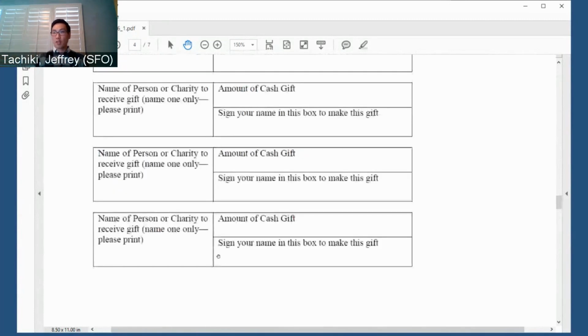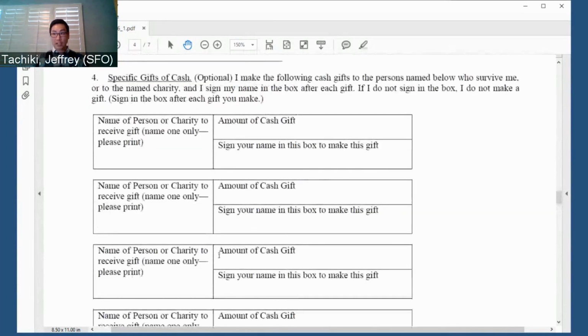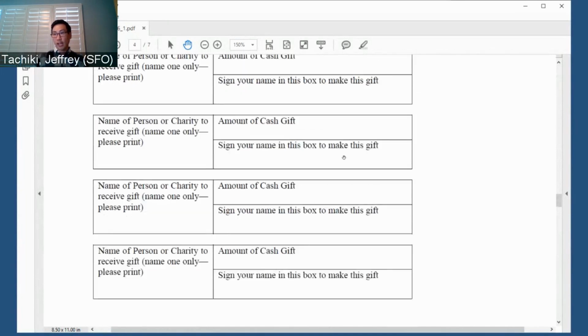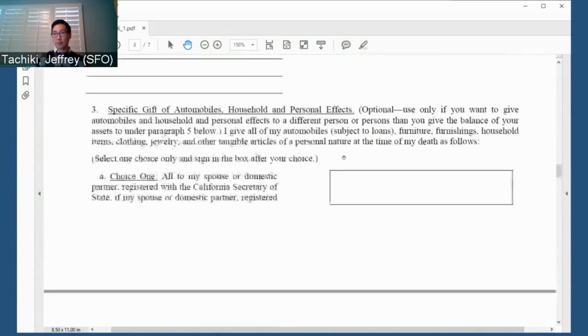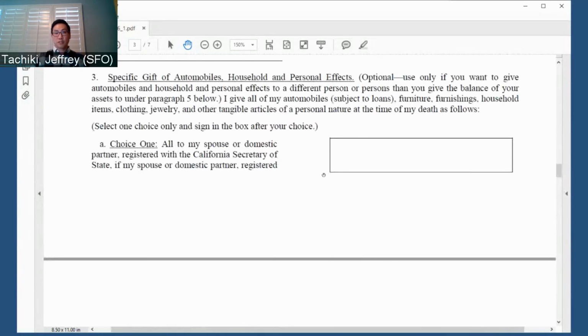Now, going back up, if you wanted to leave specific gifts of cash to specific people, you would write in the person below who is to receive that, and then next to that, the amount, and then you would sign your name below that there. All right. And then above that, there is number 3, specific gifts of tangible property. So your household items, your automobiles, your personal effects, things in your household, your furniture, clothing, those kinds of things. If those are going to go to someone different than is listed in section 5, then you can write those things in there. And you do not have to fill any of these paragraphs in.